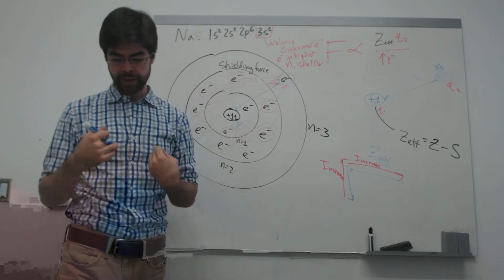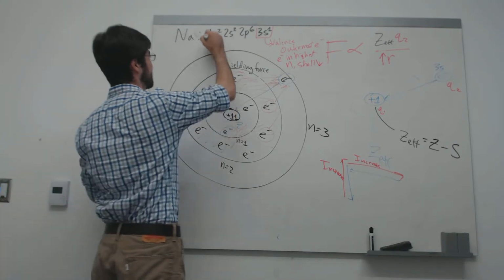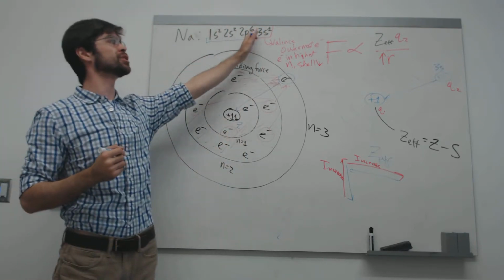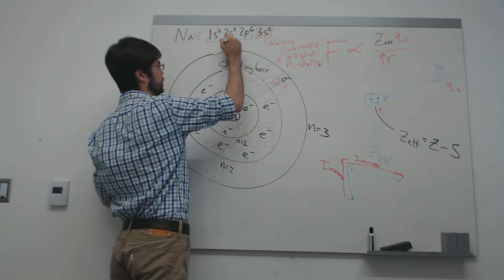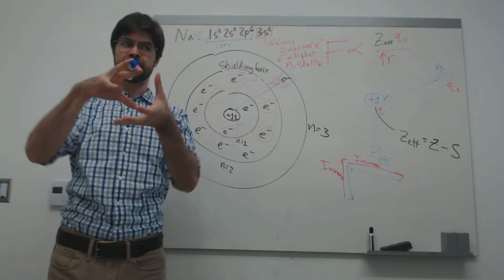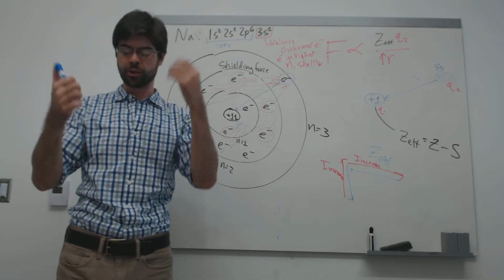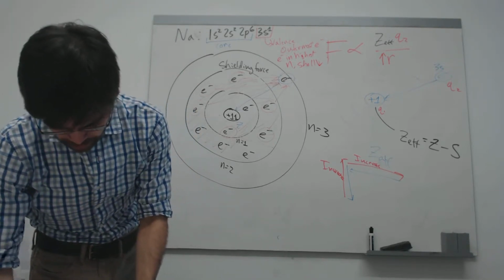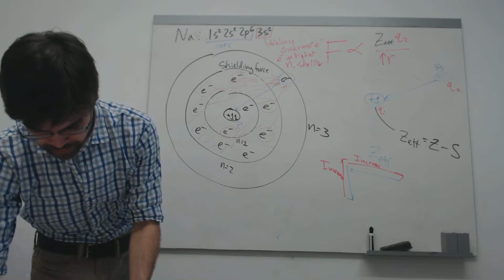What is a core electron? A core electron is anything that's not a valence electron. So all of these would be considered core electrons. Just like the Earth's core is the center, you know what core is. So those are what core electrons are.